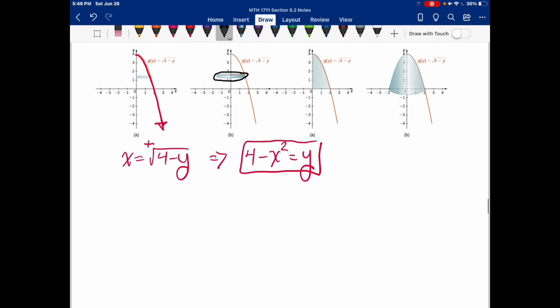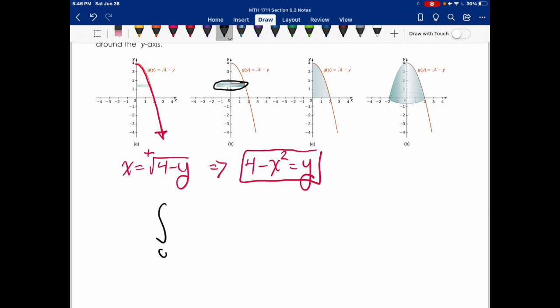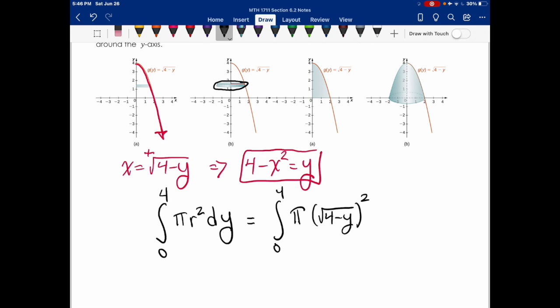So just a quick review of algebra, so we know where this is coming from. When we spin this around the y-axis, we're creating a disk, and the radius of that disk is going to be the function square root of 4 minus y. So we're going to set up our integral, and if we were doing it in terms of x, our interval would be from 0 to 2, but because we're doing this on the y-axis, our interval is going to be from 0 to 4. So we're going to set this up as the integral from 0 to 4 of pi r squared dy.